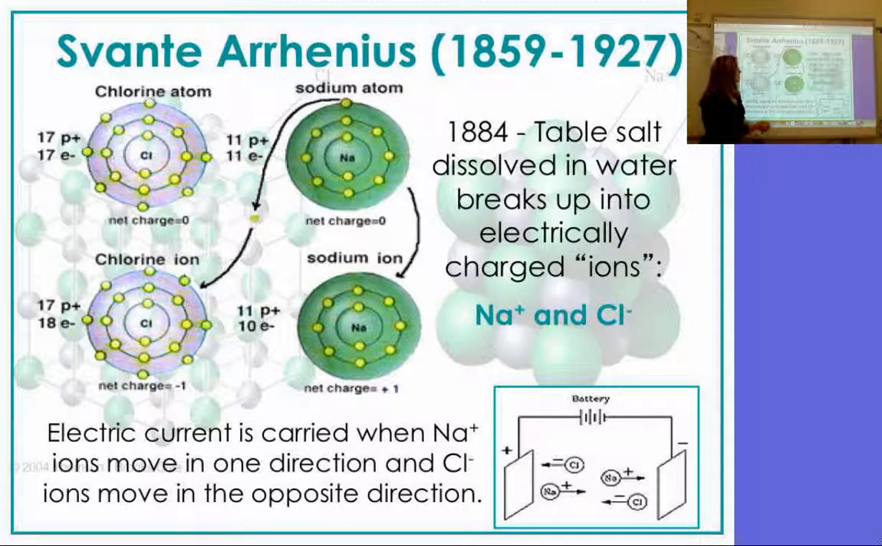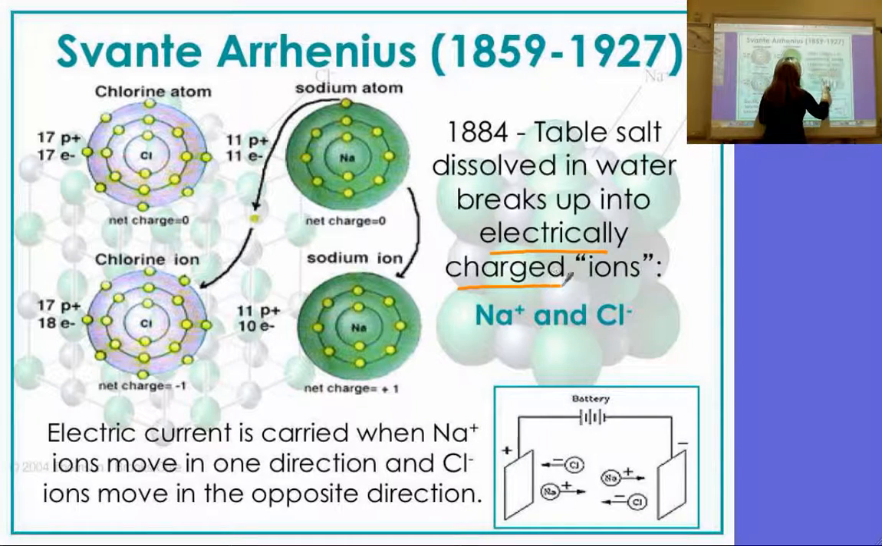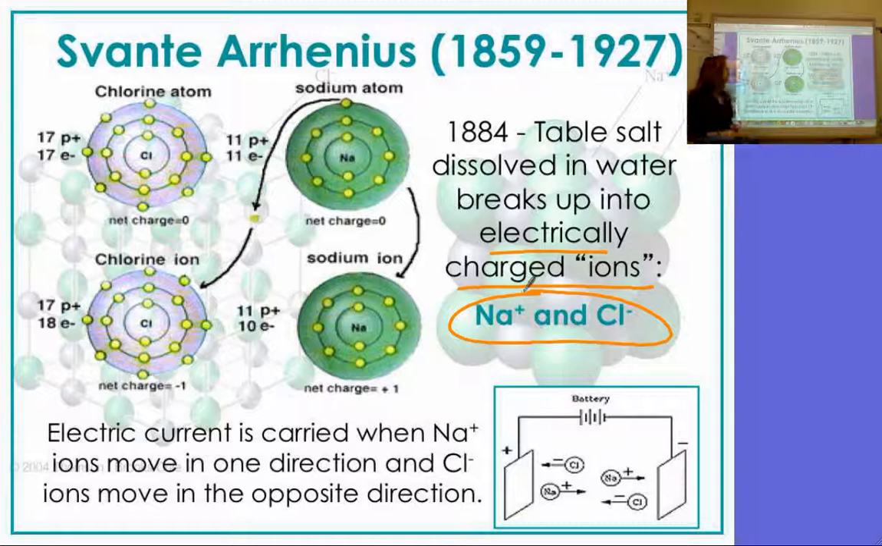Let's use this diagram to help us explain. So in 1884, table salt dissolved in water breaks up into electrically charged ions. Here's our table salt. This is one we know. Sodium and chlorine. Why does sodium have a little plus and chlorine have a little minus? Well, let's look at these diagrams.